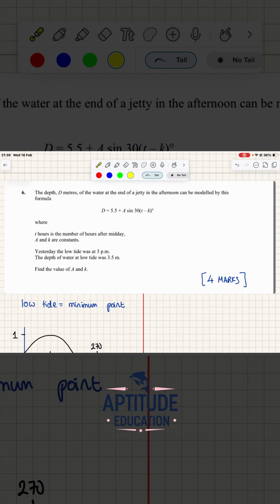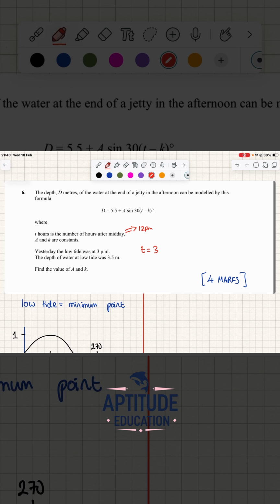So this isn't like your usual trigonometry questions, it's more like an application and modelling question. However, this is how we would start it. Firstly, we can see that t hours is the number of hours after midday, and we know that the low tide happened at 3 p.m. So we know midday is at 12 p.m., so we can now instantly write that t is going to equal 3, because it's going to be 1 p.m., 2 p.m., 3 p.m.